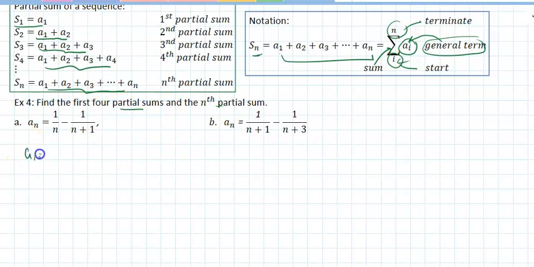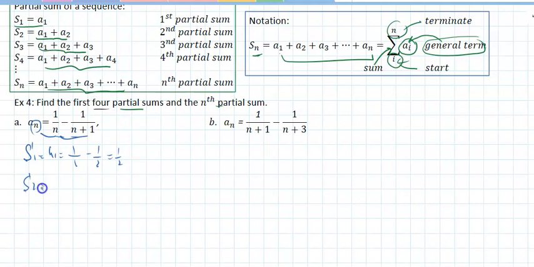If I want to find a sub 1, that is 1 over 1 minus 1 over 2. Okay, I lied, forgive me. First 4 partial sums. Oh, it is, I'm sorry. 1 over 1. Yeah, I was correct. So, S sub 1, I should say, that's what I write. S sub 1 is a sub 1. Well, replace n by 1. Whatever this is, that is. And this is 1 more than that.